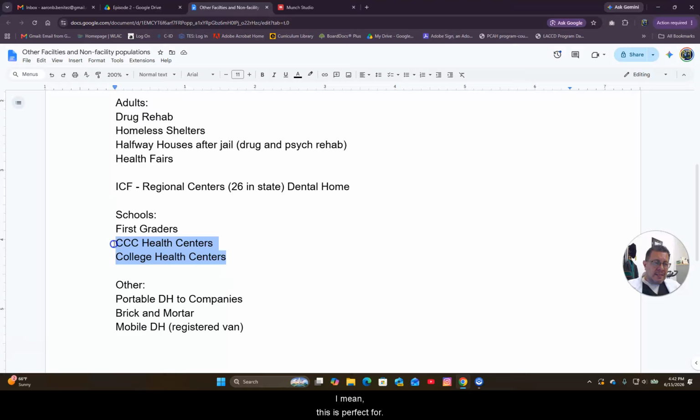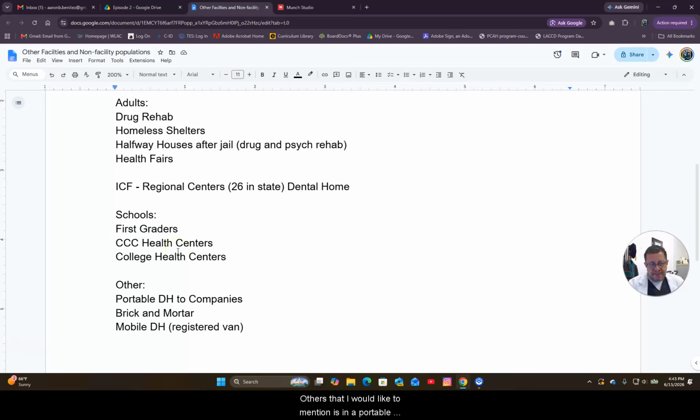I mean, this is perfect for RDHAPs. We can obviously work as RDHs, but do you see how this is more like public health? This isn't like elementary school type of populations.